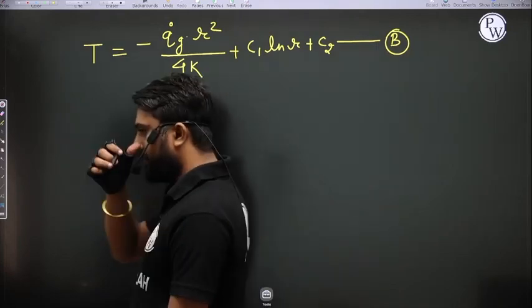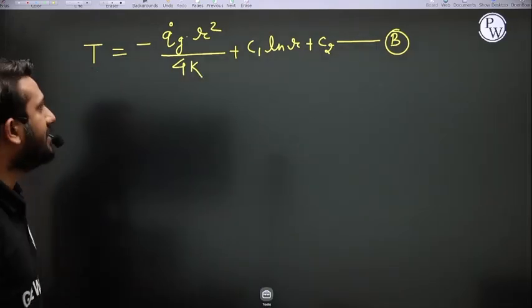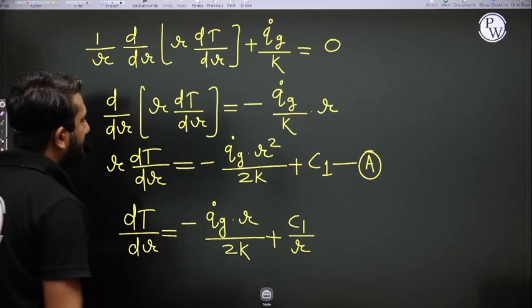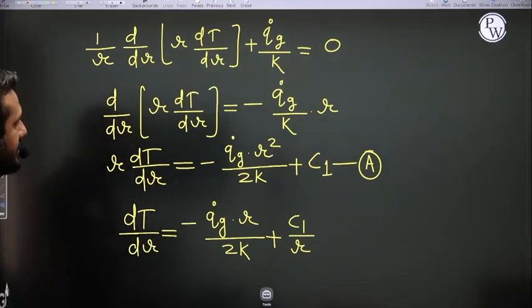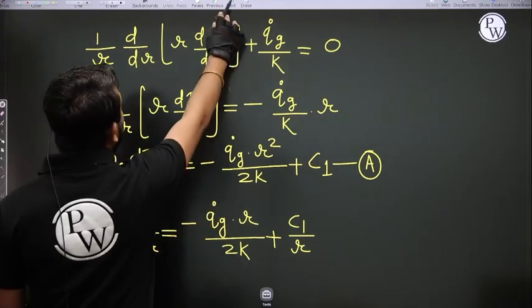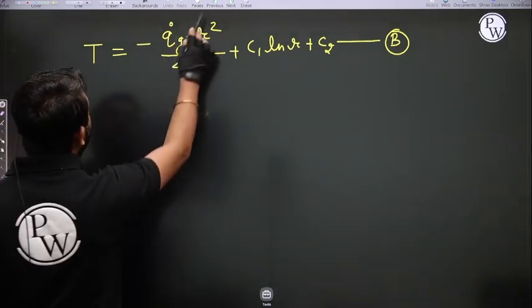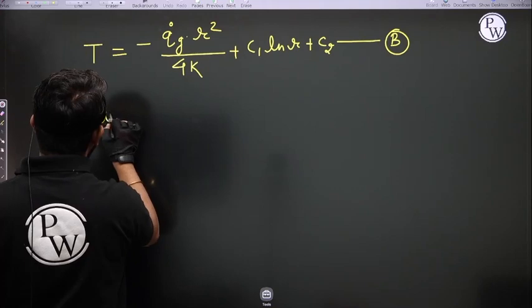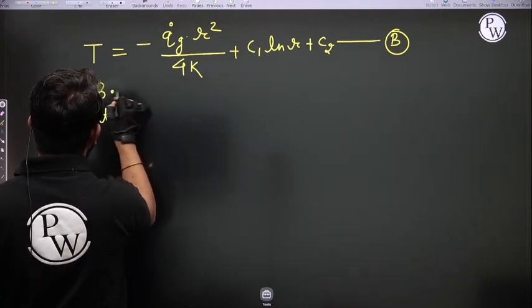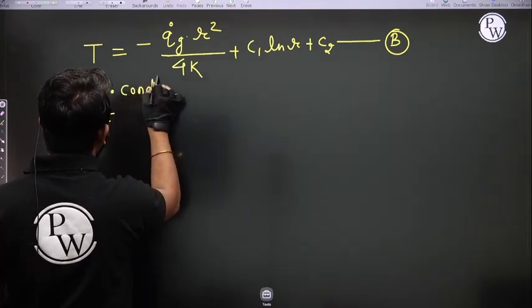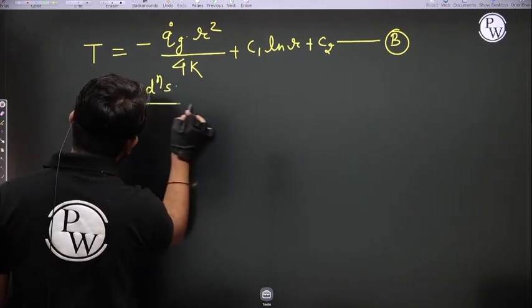Equation A and equation B. Now see, C1 and C2 are two integration constants, and to calculate C1 and C2 there is need of the boundary conditions. And what are those boundary conditions? What is the first boundary condition?